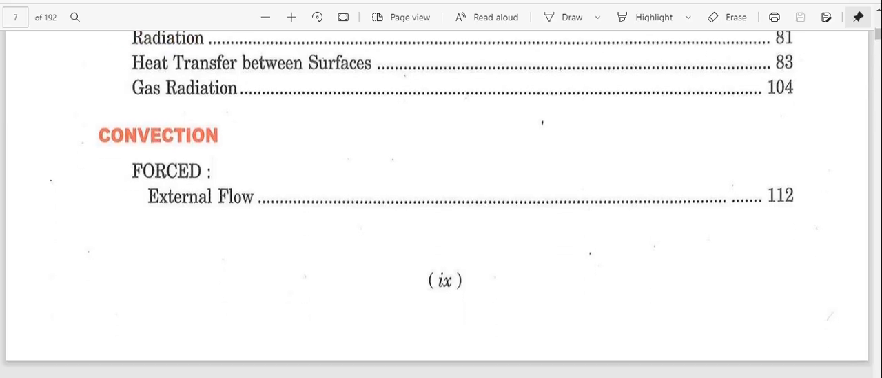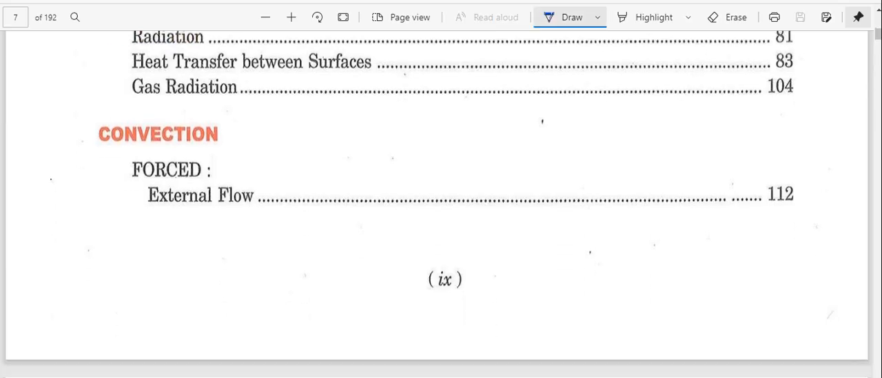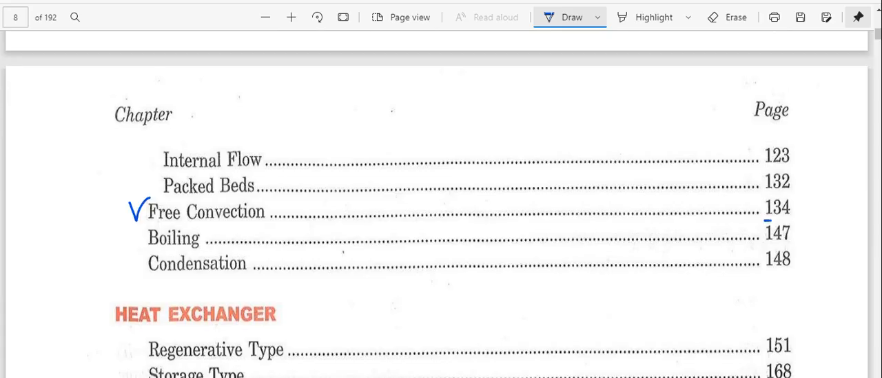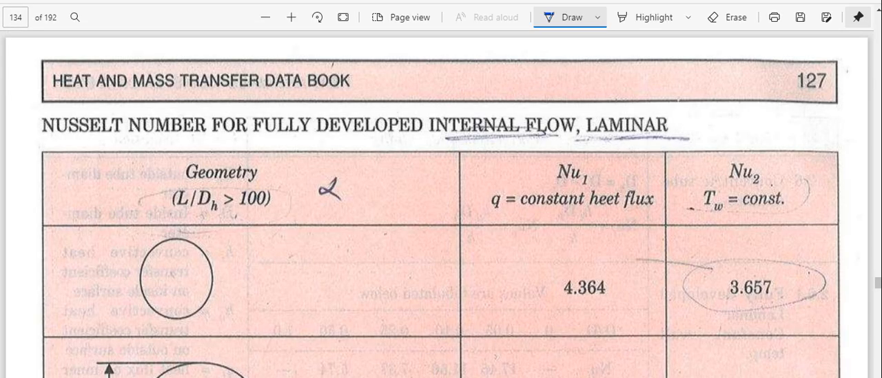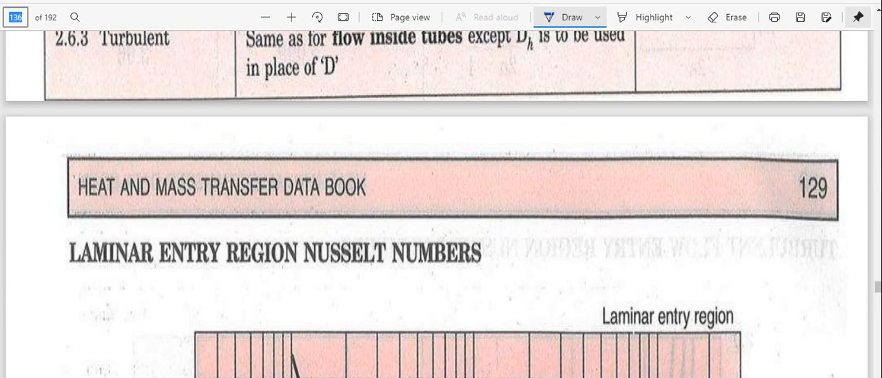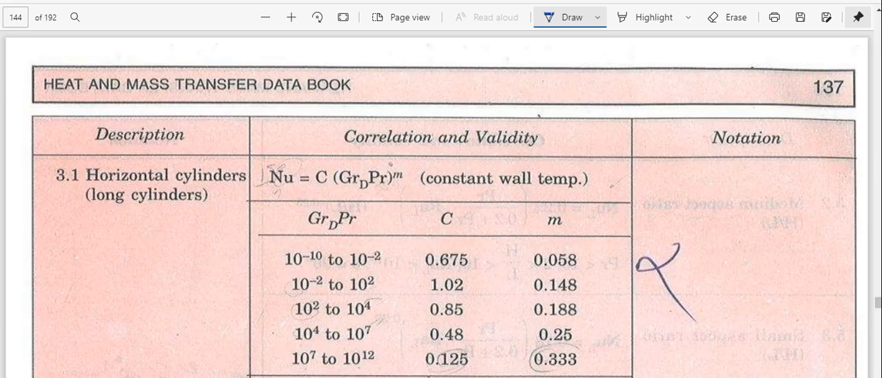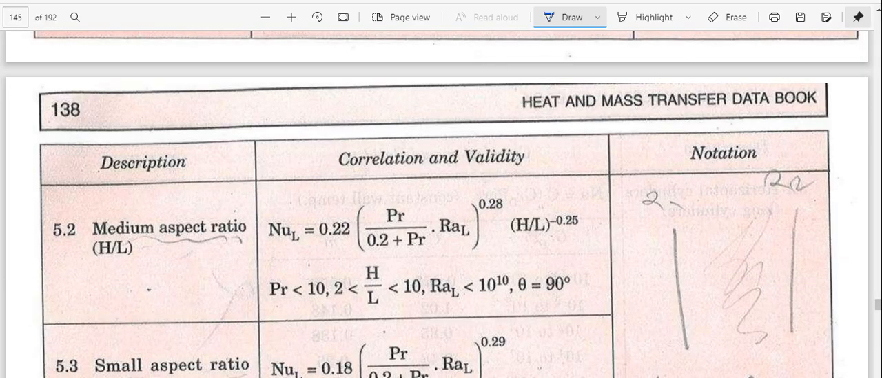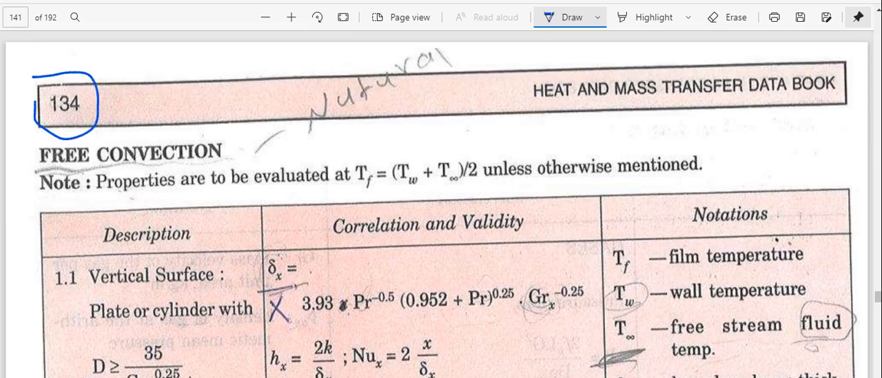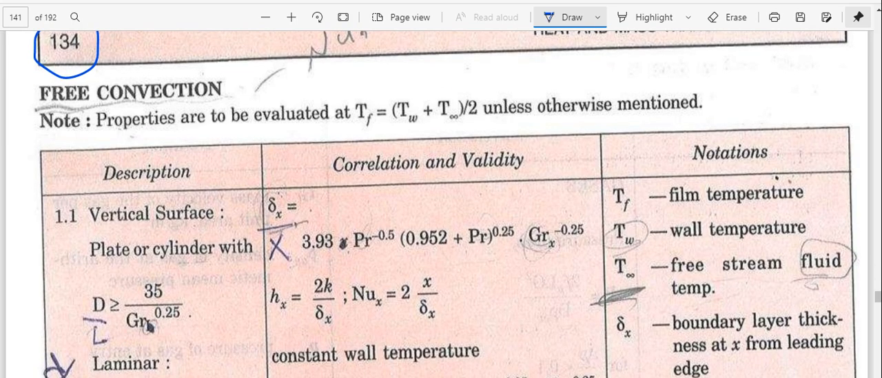Today we will discuss free convection, page number 134. Free convection. Page number 134. So here this is the free convection.